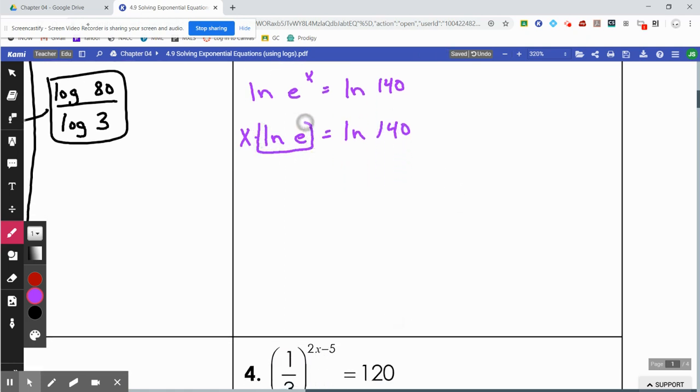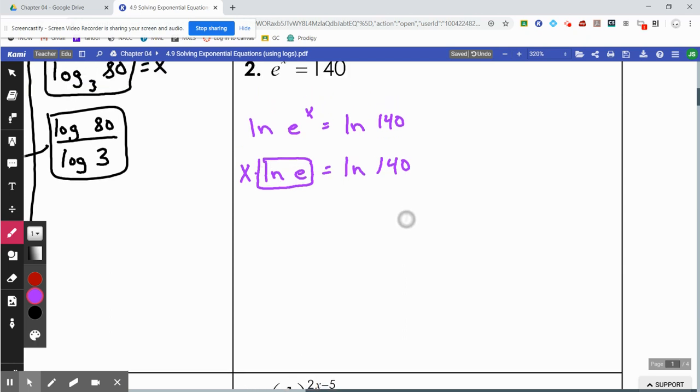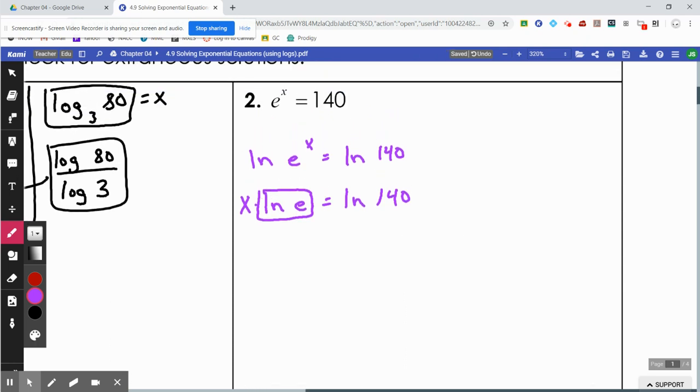The natural log of e right here. Let's talk about what is the natural log of e. The natural log of e says, okay, the base of the natural log is e. So you're saying e to what power is e?